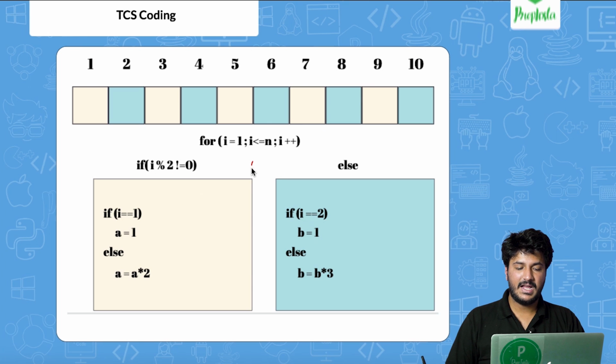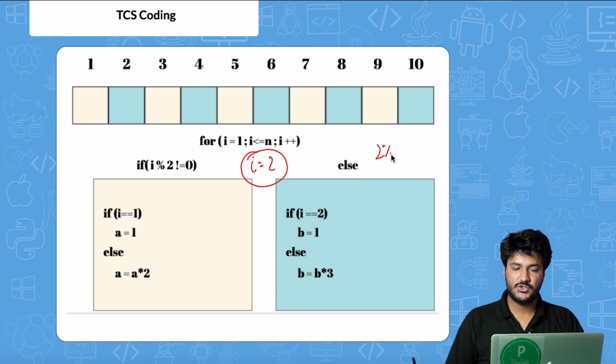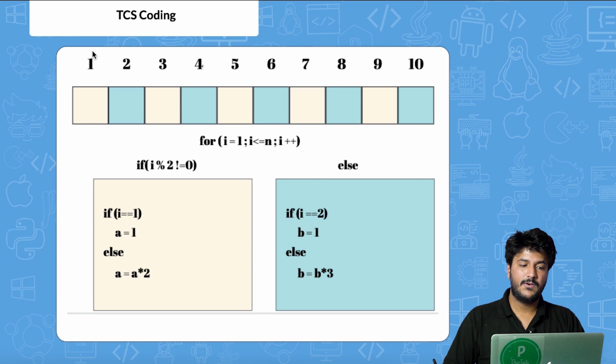When i becomes 2, 2 % 2 is 0, and 0 is not equal to 0 is false, so the if fails and the else part runs. So for all the odd positions it goes inside this branch, and for all the even positions it automatically goes inside the other branch.